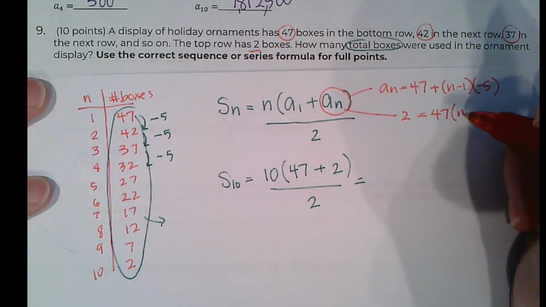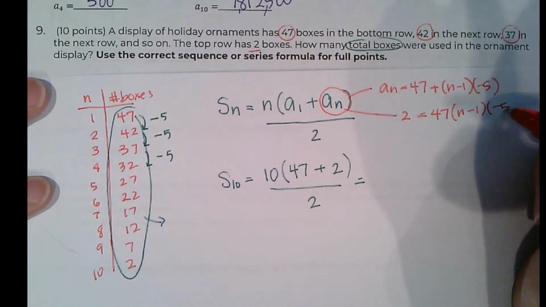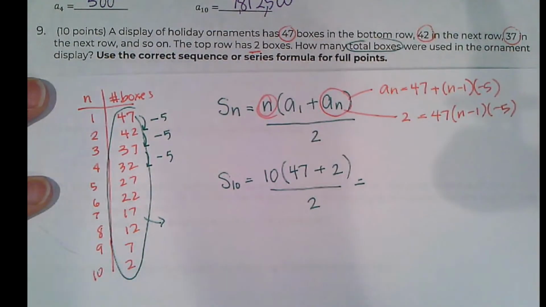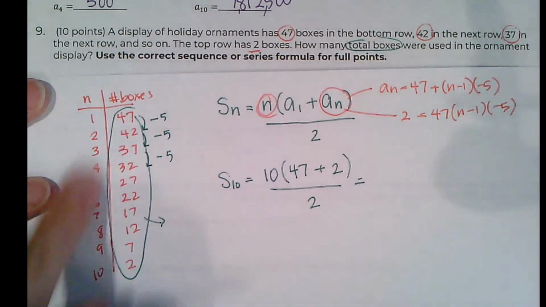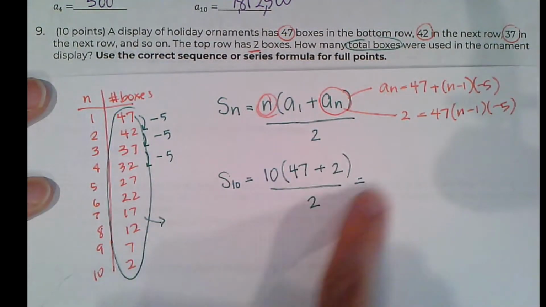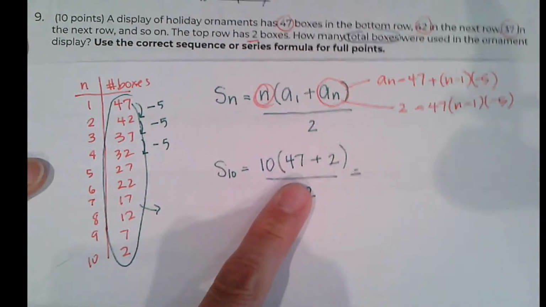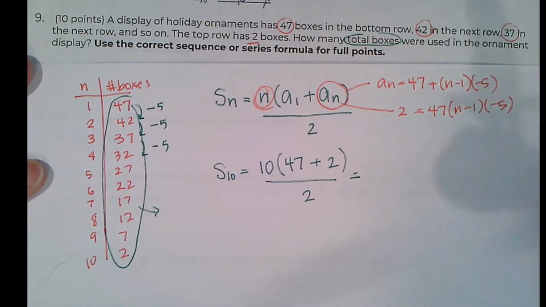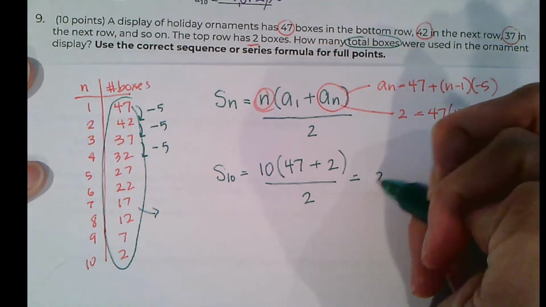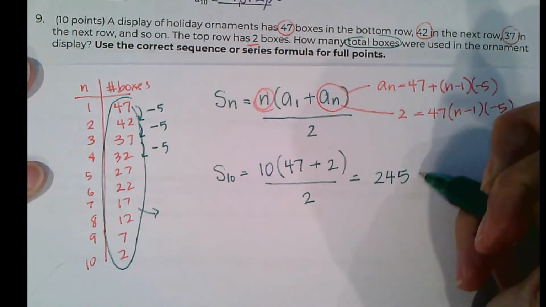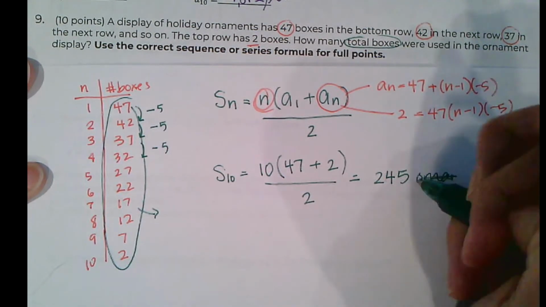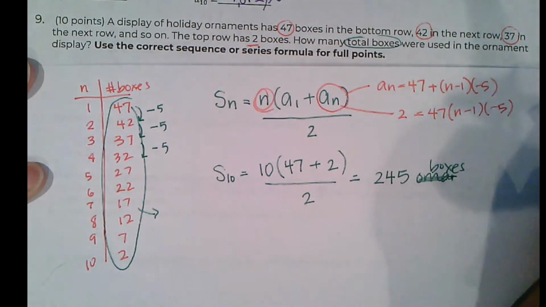I would have had to do this to figure out how many rows down I am to figure out this piece. So my point is, if I have this written out, I still get full points because I'm using the correct formula, but I save myself a lot of algebra and other formula work to get there. So whatever 5 times 49 is, this is 245 ornaments or boxes. That's it.